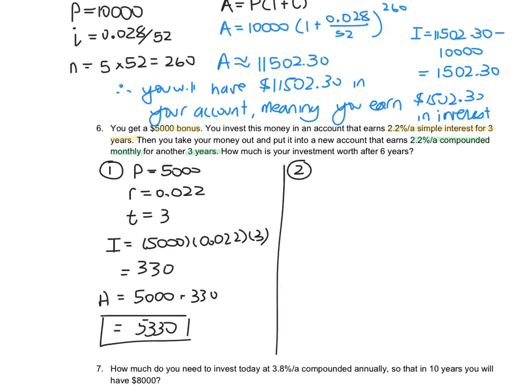So for the next 3 years, now our principal is the new amount that we've just taken out of our original simple interest account, and it's going to be compounded monthly. So I have to take that 0.022 and divide it by 12. And then the number of compounding periods, well, I have 3 years and 12 times a year, so I multiply and I get 36. So from here, I want you to pause the video again and figure out the total amount that you have after another 3 years of investing.